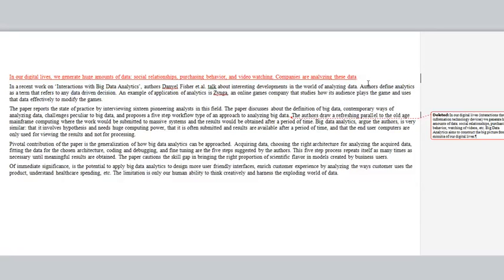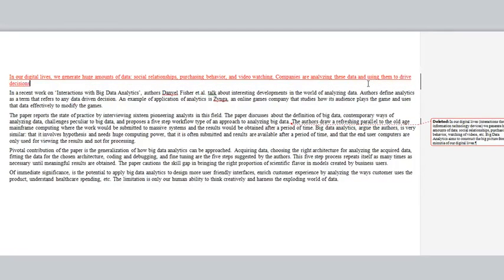Companies are analyzing these data and using them to drive decisions. And now we've defined, essentially, big data analytics. So now we can put that at the end, a practice called big data analytics. So in case the reader doesn't know what we mean by big data analytics, we've now defined it.